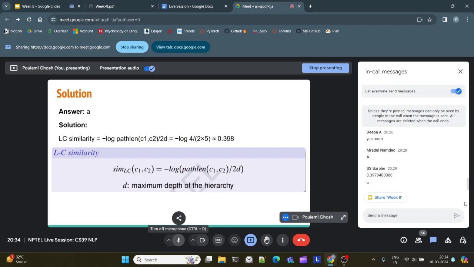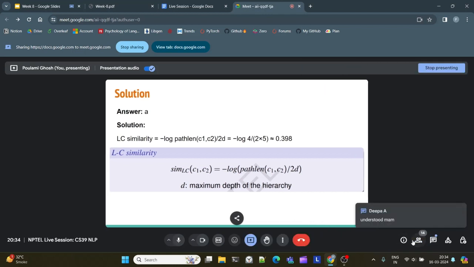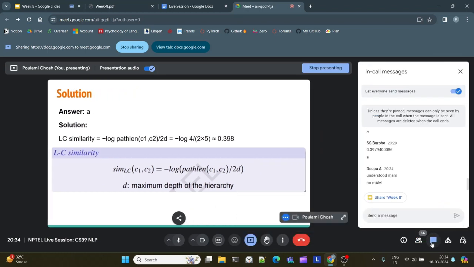Any other doubts? Yes, Deepa has raised her hand. Yes, Deepa. Deepa, do you have a doubt? Okay. Others, any other doubt you have? No, no. Okay.